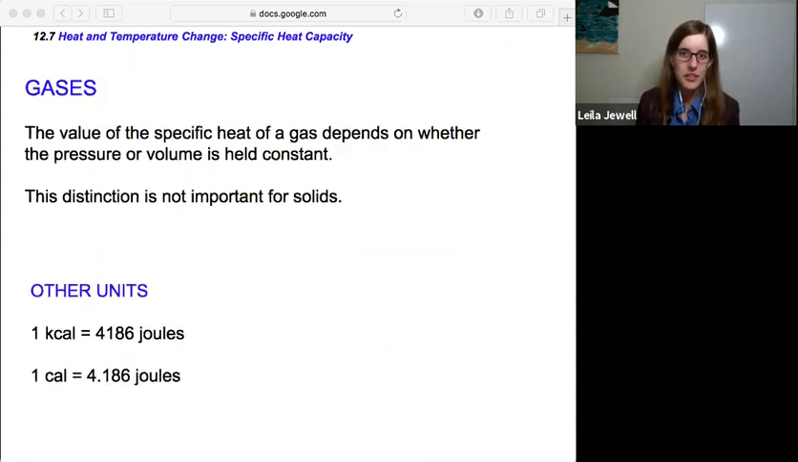All right, now this equation was just for solids and liquids. For gases, we're going to see the value of specific heat is going to depend on whether the pressure or the volume is held constant. We're going to come back to this in chapter 15. So you'll have to wait until then to talk about gases. The distinction of constant pressure volume isn't very important for solids, so we're able to move along with that.